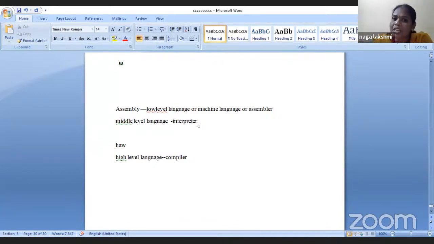If any mistake is there, it will not bother you. First you type a line, later it will allow you to check. Checking line by line is nothing but an interpreter. It comes under which language? Middle level language.